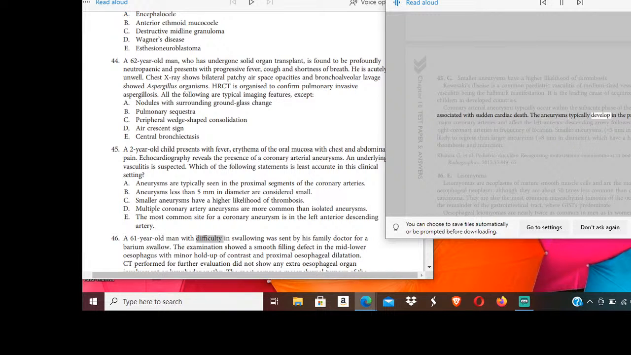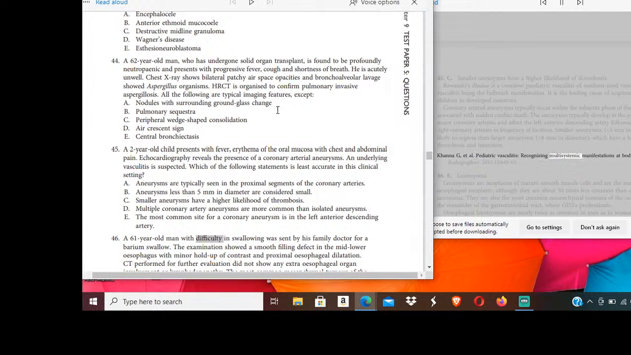The aneurysms typically develop in the proximal segments of major coronary arteries, and affect the left anterior descending artery followed by the proximal right coronary arteries in frequency of location. Smaller aneurysms, less than 5 mm in diameter, are more likely to regress than larger aneurysms, greater than 8 mm in diameter, which have a higher likelihood of thrombosis and infarction. Kanna G, et al. Pediatric vasculitis, recognizing multisystemic manifestations at body imaging.